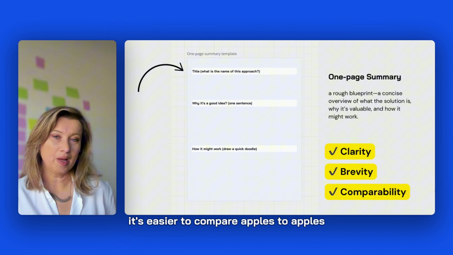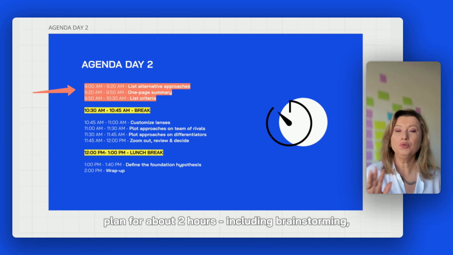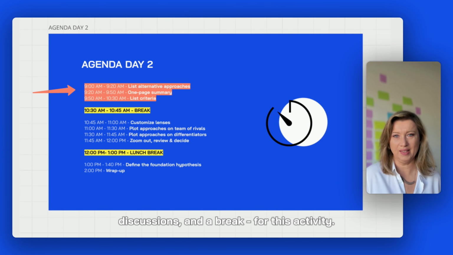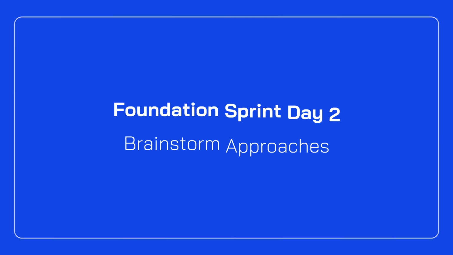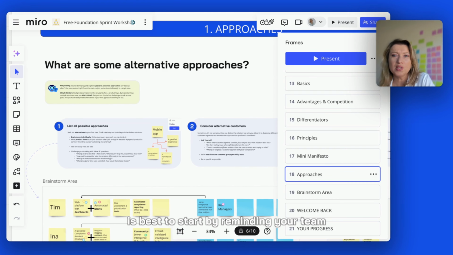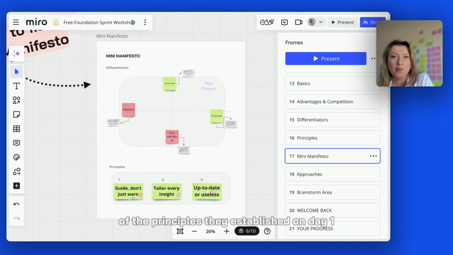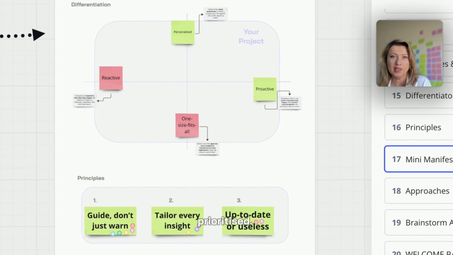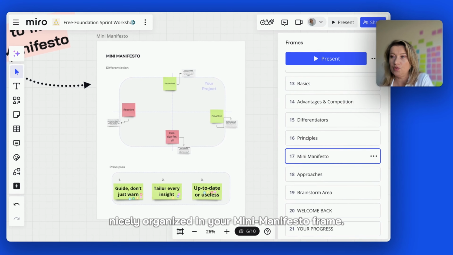Okay, now that we've got the definitions out of the way, plan for about 2 hours, including brainstorming, discussions, and a break for this activity. So, how does it work? If you are the facilitator, it's best to start by reminding your team of the principles they established on day 1 and their unique differentiators so that they keep each concept in line with what they have already prioritized. And you'll find this nicely organized in your mini manifesto frame.